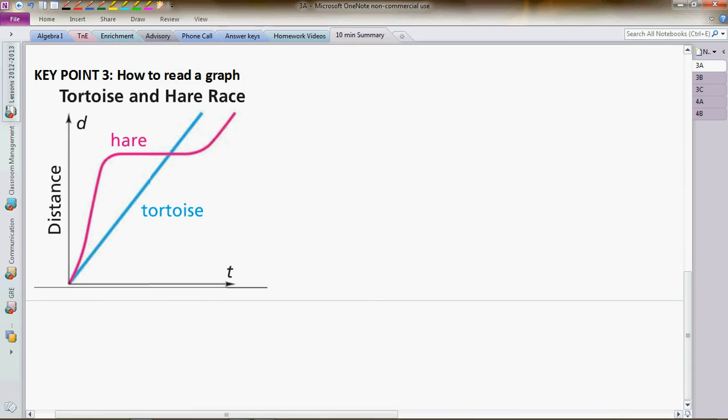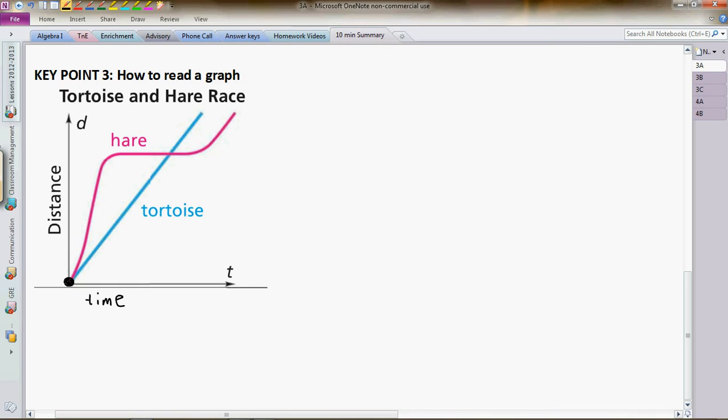The final point of this investigation is how to read a graph. This is the example from the textbook, and how do you read this graph? Right here, this is the original point, and this is the starting point. In a distance time graph, you always have time on the independent variable, the horizontal axis, because distance depends on time.